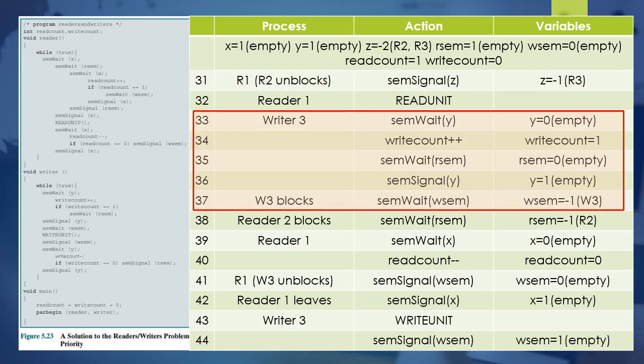Suppose a new process comes into the system. This is a writer process. We call it writer 3. It issues a wait on Y. Y becomes 0. It increments write count, becomes 1. It issues a wait on RSIM. RSIM becomes 0. It issues a signal on Y. Y goes back to 1. It issues a wait on WSIM and WSIM becomes -1. Writer 3 is blocked in the queue of WSIM.